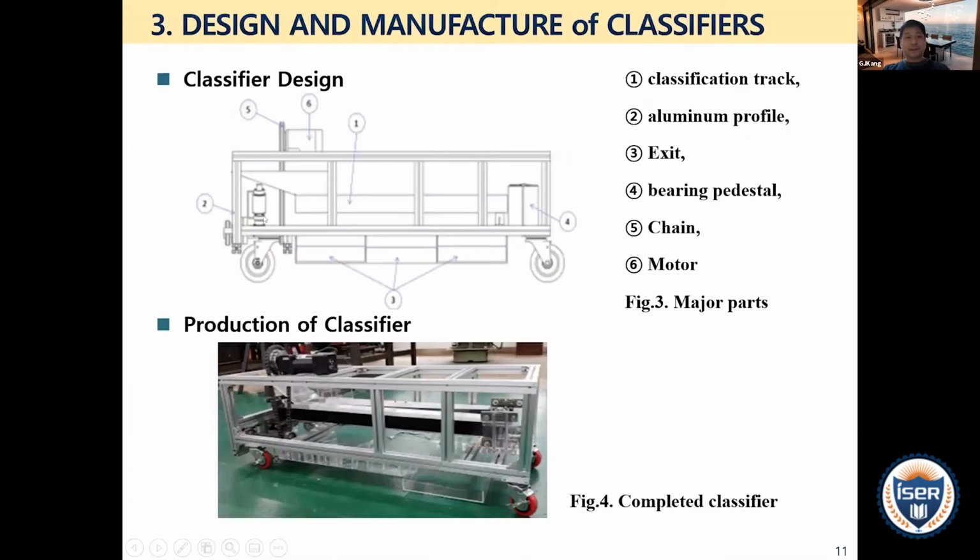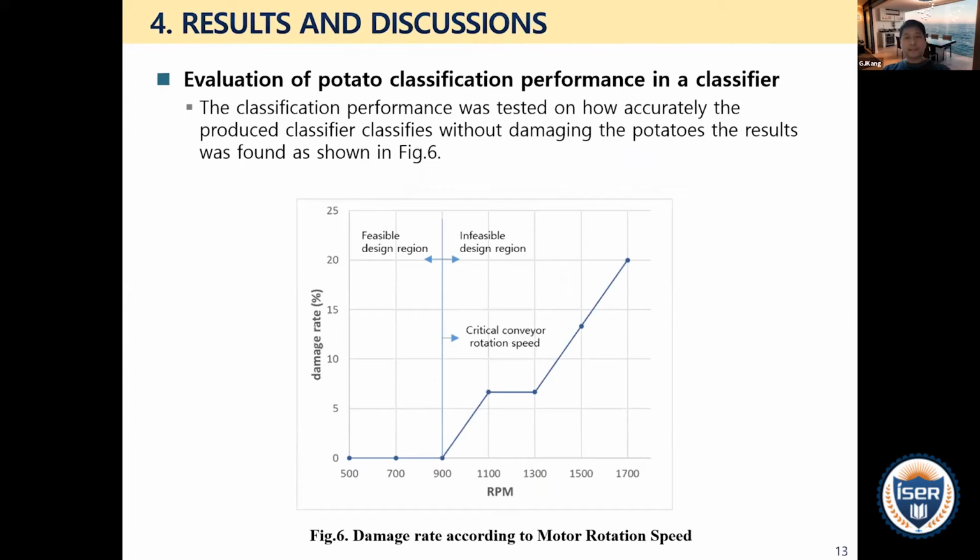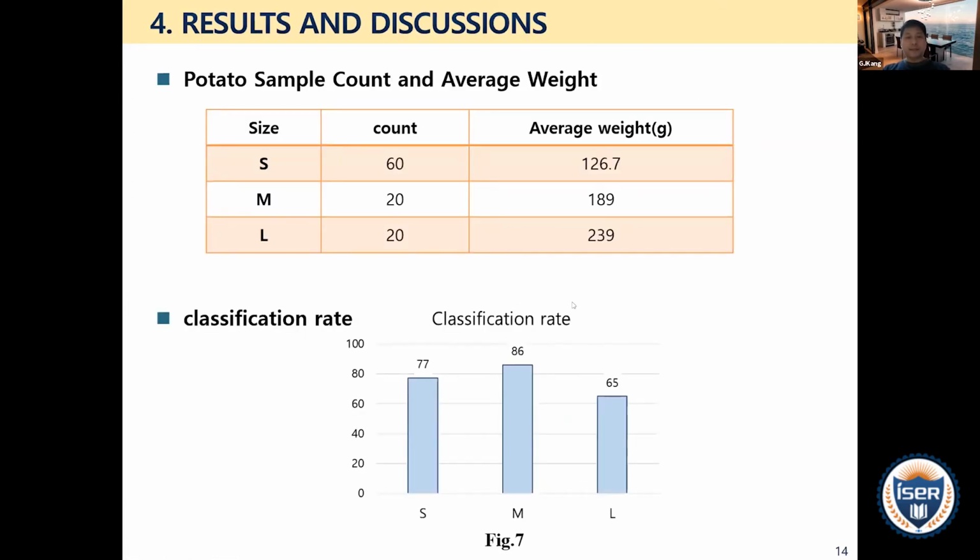This figure shows the classifier design, and this shows the production of the classifier according to the design. The feed rate of the belt was measured according to the rotational speed of the motor. The classification performance was tested on how accurately the produced classifier classifies without damaging the potatoes. The result is shown in the figure. Potato samples were counted and the average weight was measured as shown in the table, and the classification rate was obtained like this.